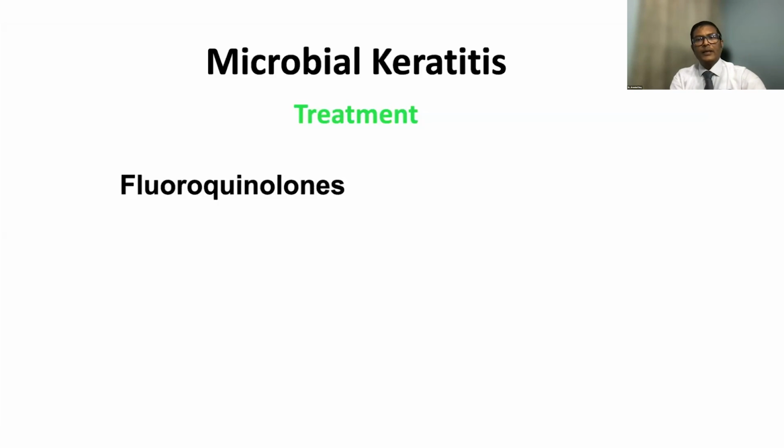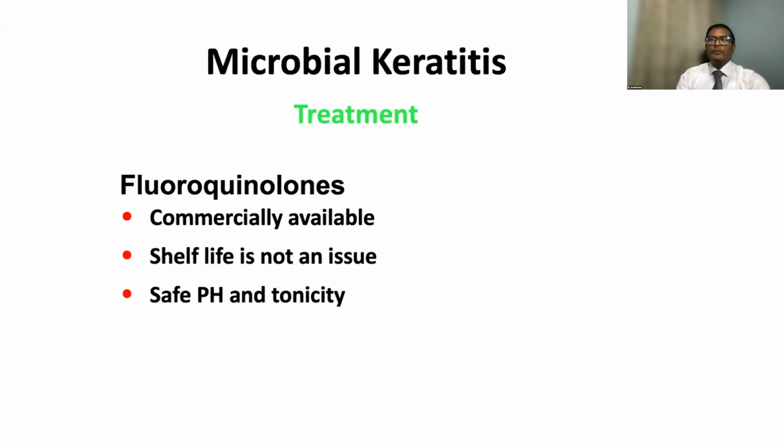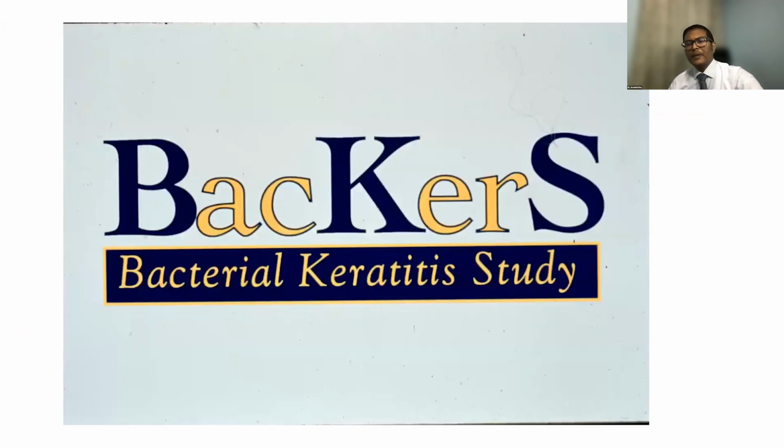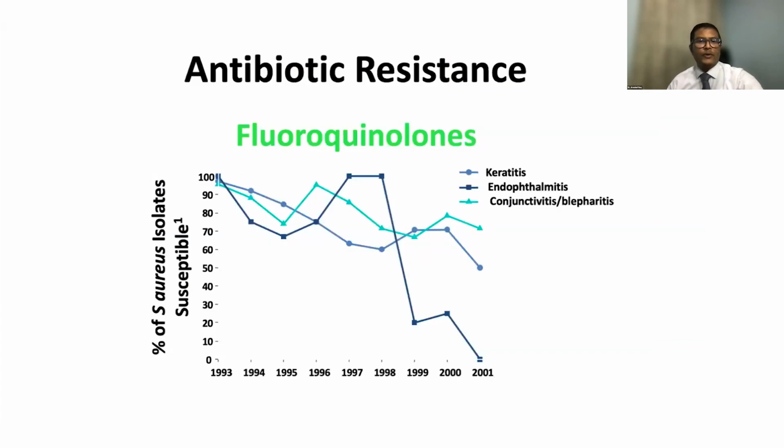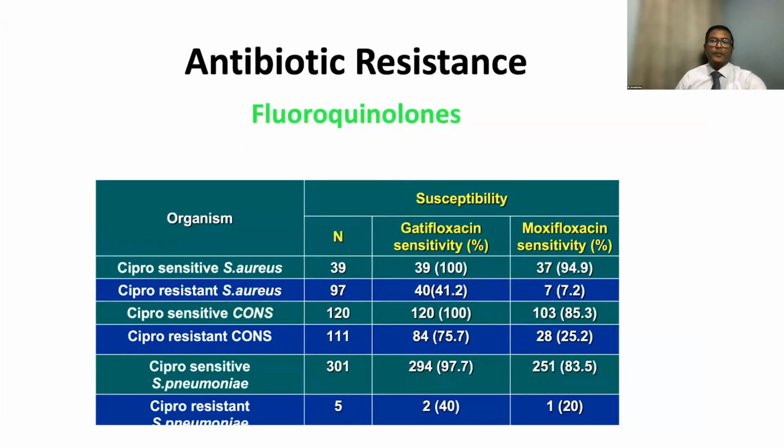So fluoroquinolones are easily available, easily prescribed. They do not need to be stored under very specific conditions, and they can be very easily used by the patient. They are commercial formulations, and they are comparatively less toxic. But there are issues. When we looked at the Backer study, we found that over the last decade or two decades, there has continuously been the problem of drug resistance, and more isolates tend to be resistant to fluoroquinolones. So what was susceptible 5 years ago is no longer susceptible.